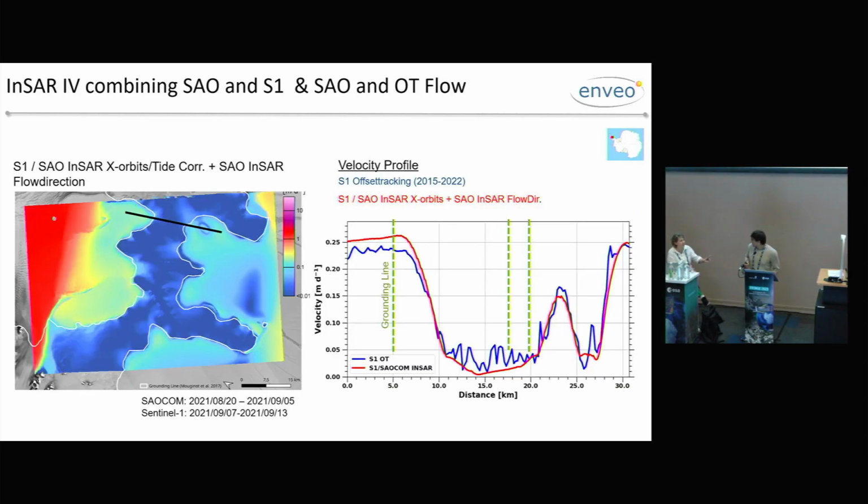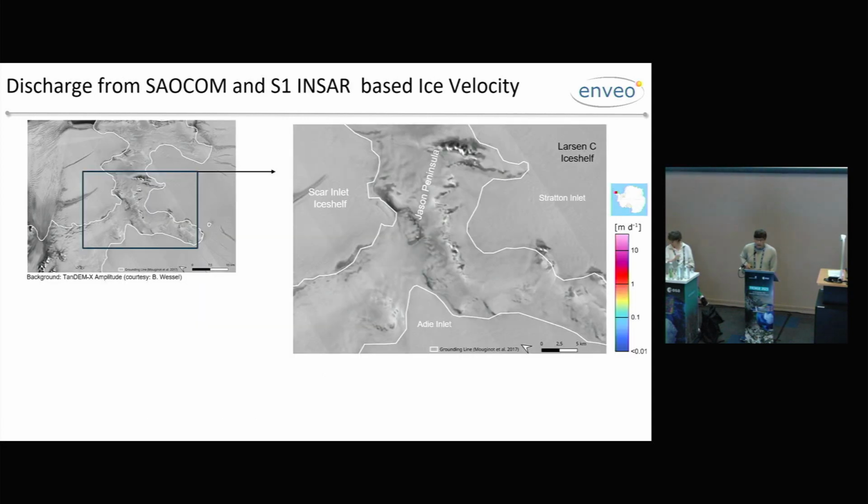Then we have here a cross profile. We see that in red line across the ice divide from the floating part from Larsen B to Larsen C, actually, we see that the InSAR solution is much more quiet and then actually the overall SAOCOM Sentinel-1 offset tracking solution. One more example to the discharge, zoom in now to this area.